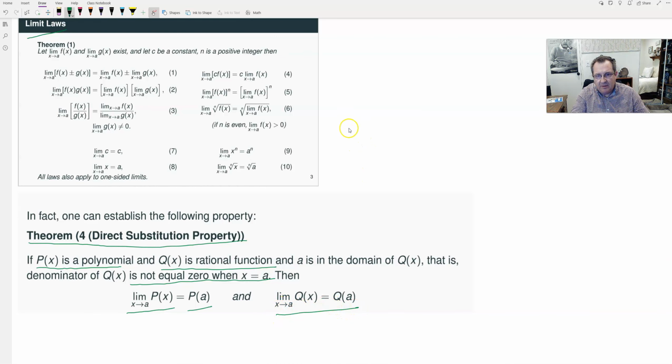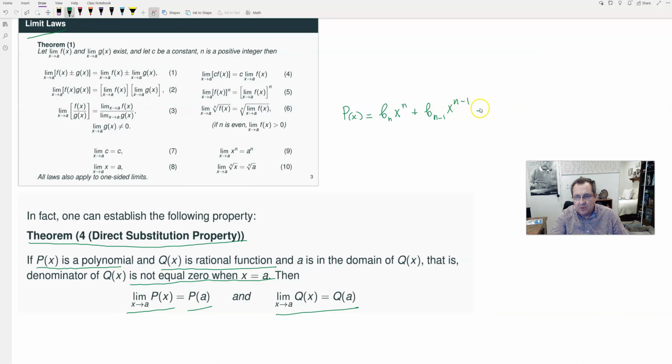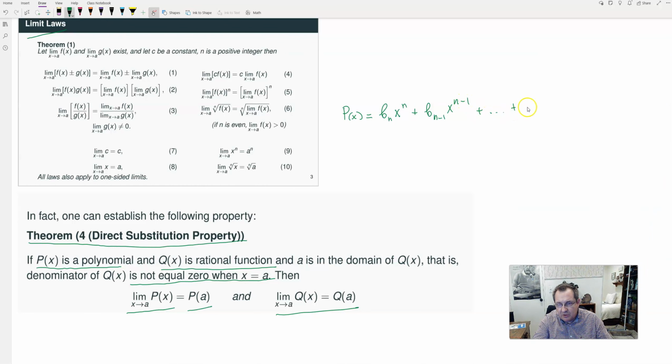How can we see that? Well, let's take a look at the polynomial. A polynomial in the standard form looks like the following. You'll have a coefficient b sub n that stands with the power of x raised to n, plus you'll have coefficient b sub n minus 1 that stands with the power of x raised to n minus 1. Then you will have a whole bunch of more terms, and eventually b1 that stays with x, and b0.